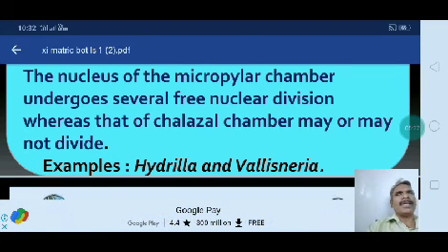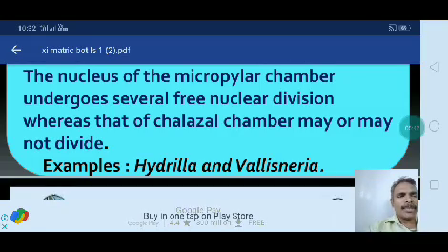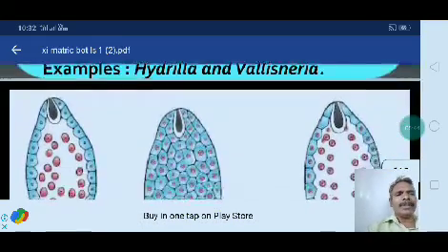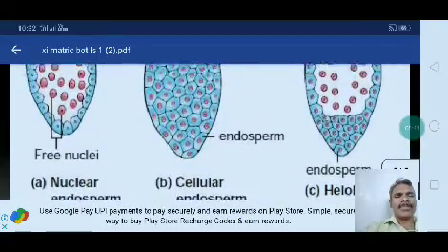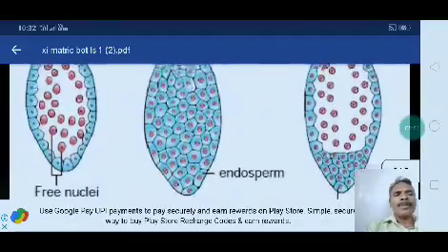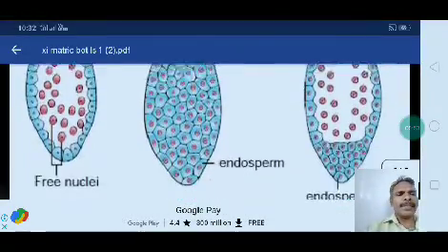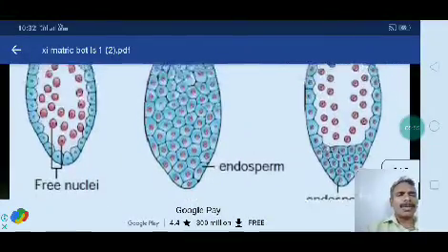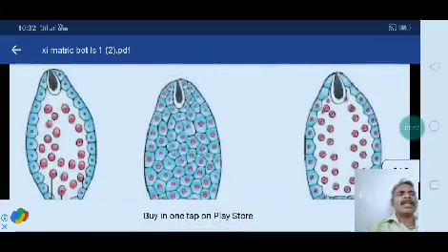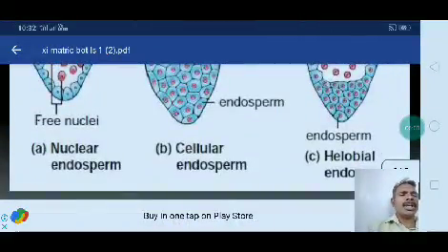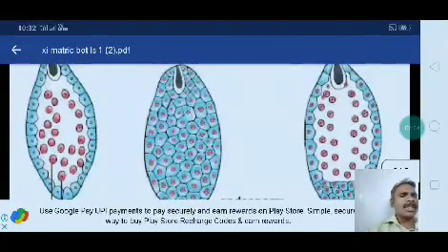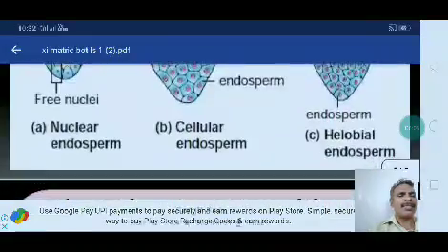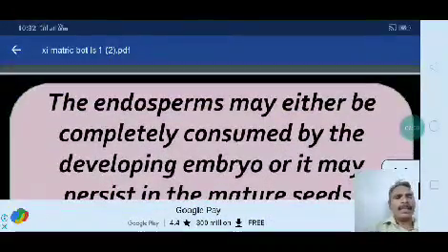These are the three types of endosperm: nuclear, cellular and helobial. Here is a diagram of them. In nuclear endosperm, free nuclei are there and no cell wall formation occurs, only several mitotic divisions. In cellular endosperm, cell wall formation occurs. After that, in helobial endosperm, mitotic division occurs and cell wall formation also occurs in this region. Okay, and here it is the same way.